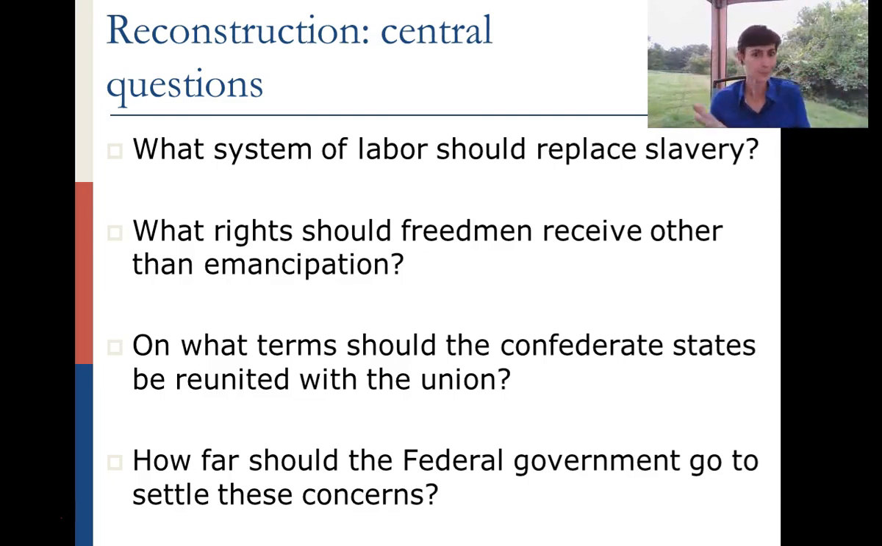So these are absolutely loaded questions that did not have easy answers. And as you're going to see, not just through this unit, but through the rest of American history, for a lot of these questions, we didn't really find good answers. The failure of Reconstruction is one of the primary reasons why we're still dealing with a lot of racial issues today.